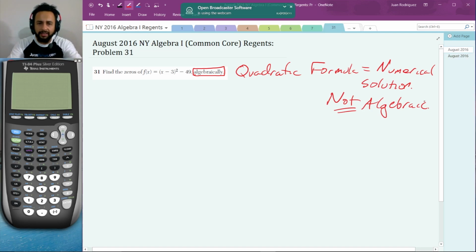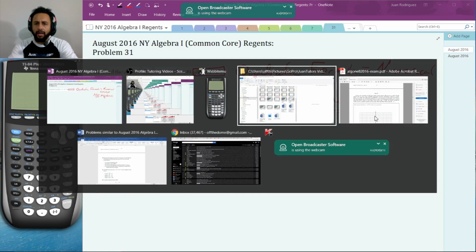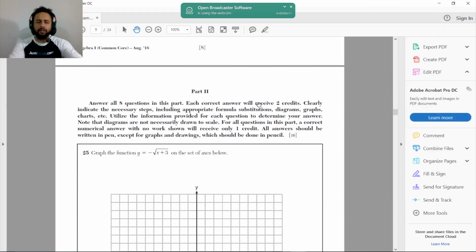Why do you get a point? This is the second thing I need to point out. On these exams, if you look at the rules for part 2, answer all 8 questions for this part. Each correct answer will receive 2 credits. Clearly indicate the necessary steps, including appropriate formulas, substitutions, diagrams, graphs, charts, etc. I'm reading fast. Utilize the information provided in each question to determine. Note the diagrams are not necessarily drawn to scale. And then this part, this beautiful part that's relevant to us right now. For all questions in this part, a correct numerical answer with no work shown will receive only 1 credit.